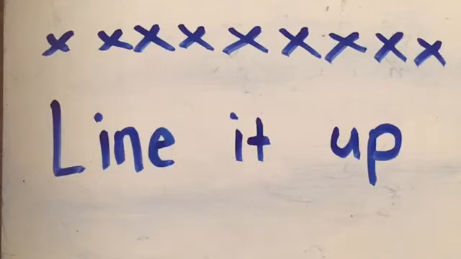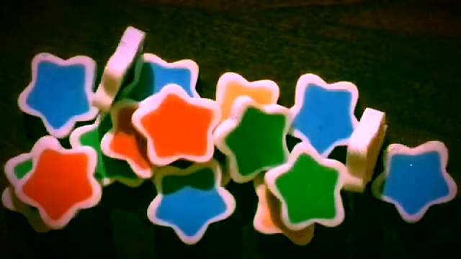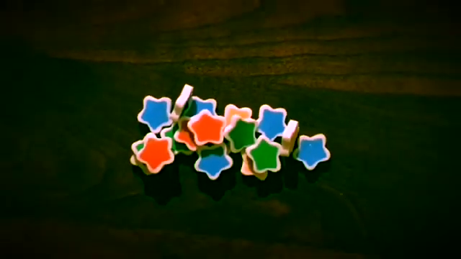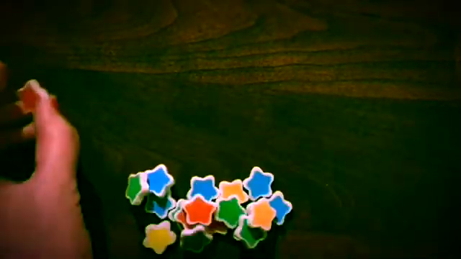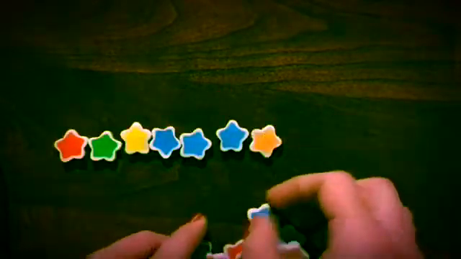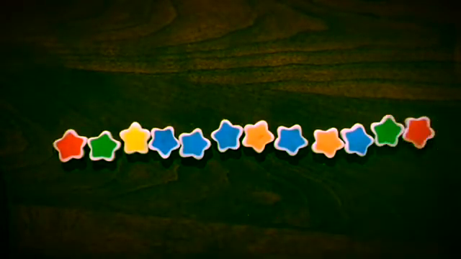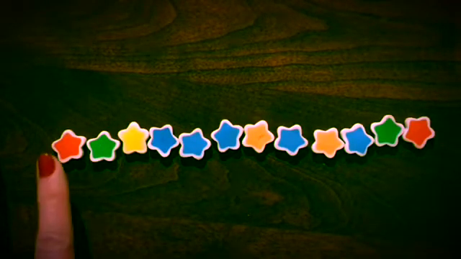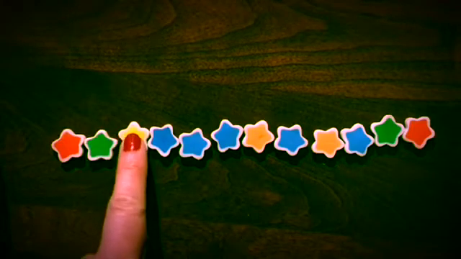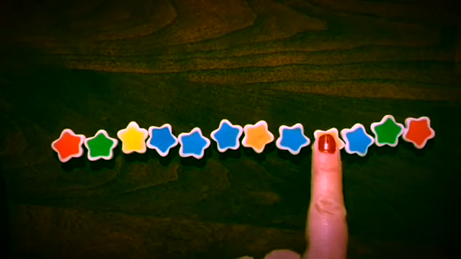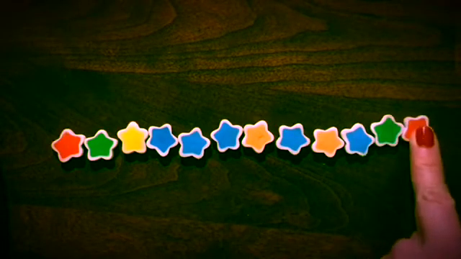One strategy is to line things up. When you're trying to count something and it's in a big messy pile, it can be hard to count. But if we put them in a nice line, it can be so much easier to count. Once they're all in a nice line, I can use pointer power to touch each one and count them. 1, 2, 3, 4, 5, 6, 7, 8, 9, 10, 11, 12.